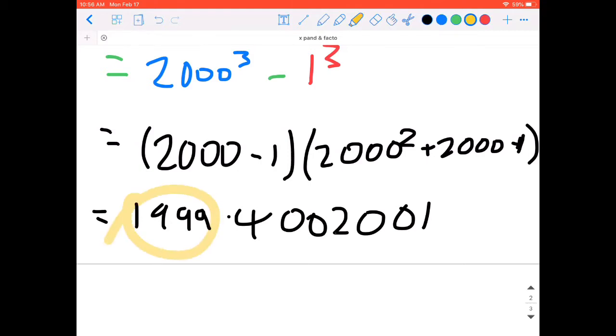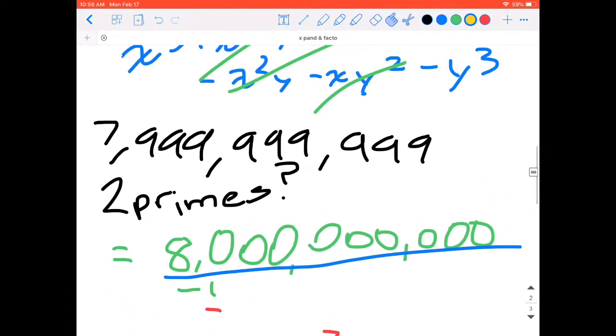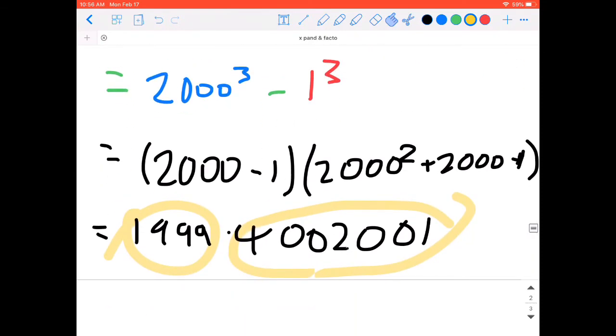And because we know that this is a prime, we know that this must be a prime as well, because we're told that that ugly number has only 2 primes. So we solved our question. The 2 primes are 1,999 and 4,002,001.